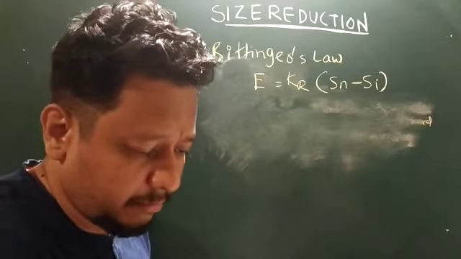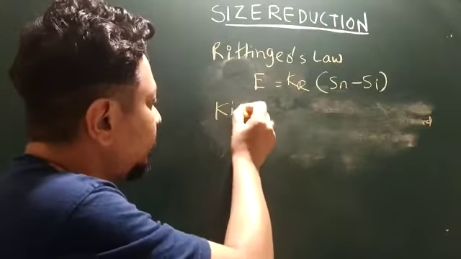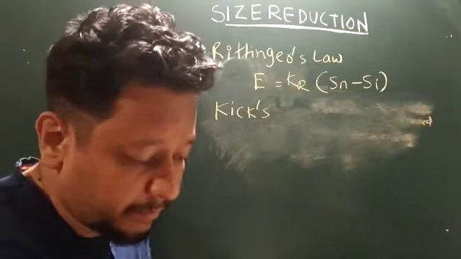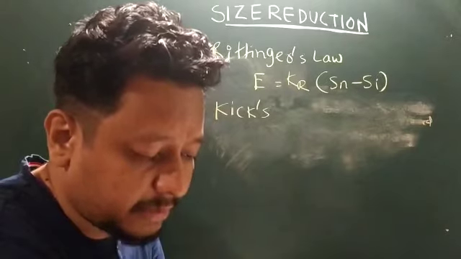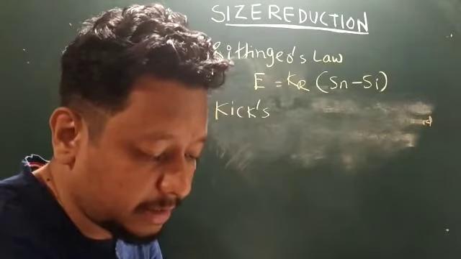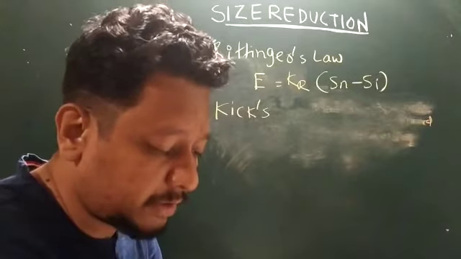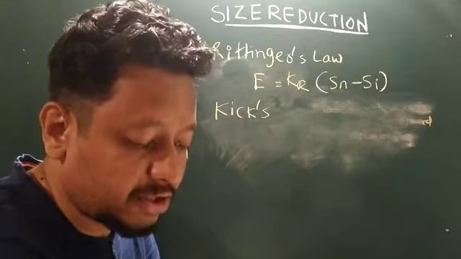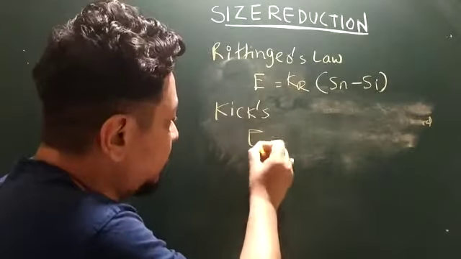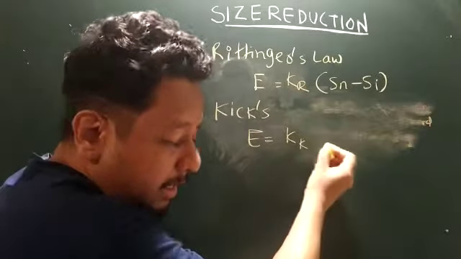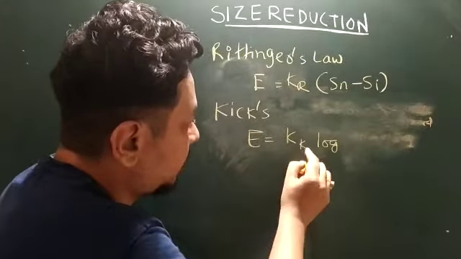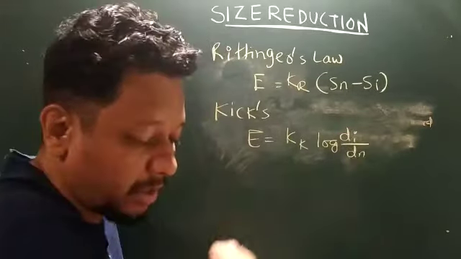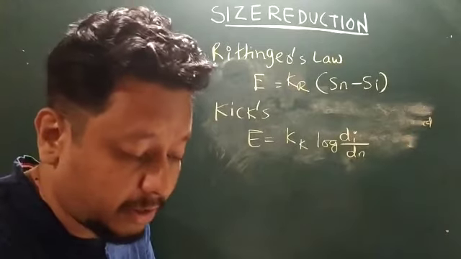Then you have Kick's theory. Kick's theory says that it is for large particles. The energy of deformation of a set of particles of equivalent shape is proportional to the ratio of the change in size. That is, E is equal to K log, where K is Kick's law constant, log of the diameter di upon dn. This is the equation, d for the diameter of the particle.